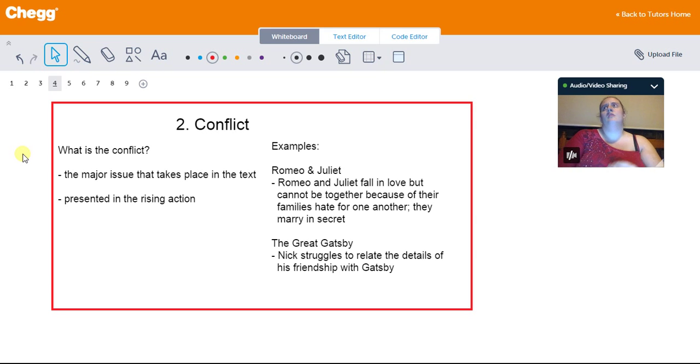And this is also at the point when they decide to get married anyways, knowing that they had to keep it a secret. In the case of The Great Gatsby, this is when Nick is trying to provide details of the story of Gatsby to someone after all the other events in the book to come have already happened.